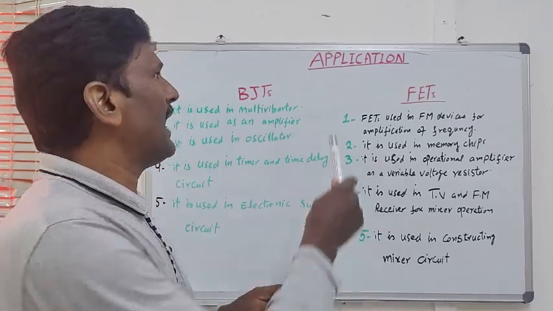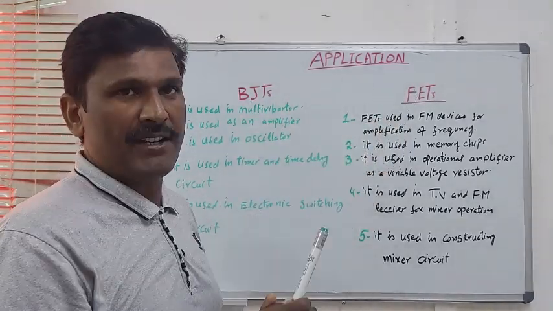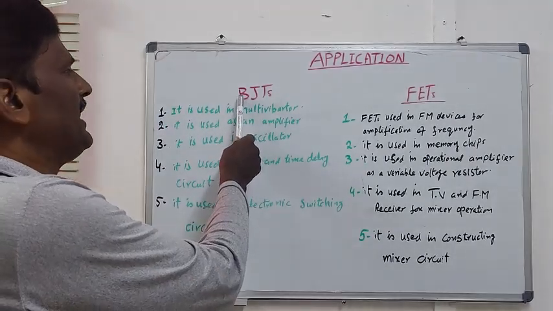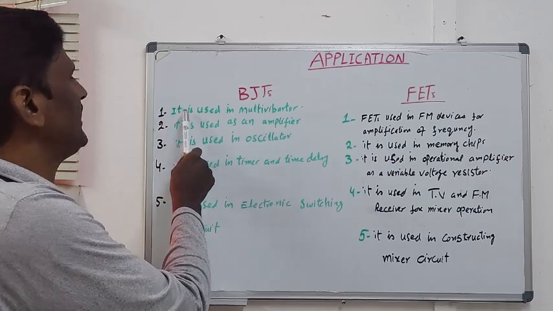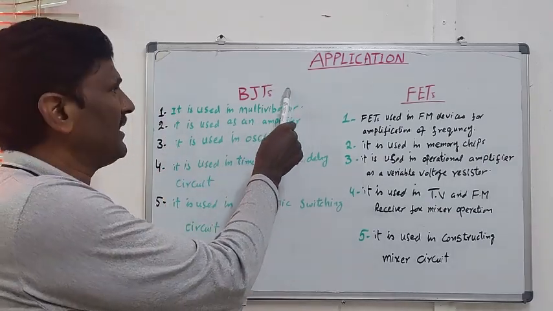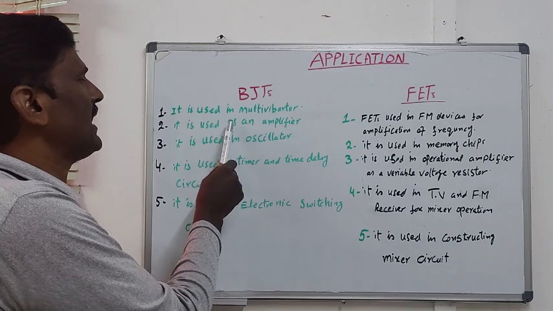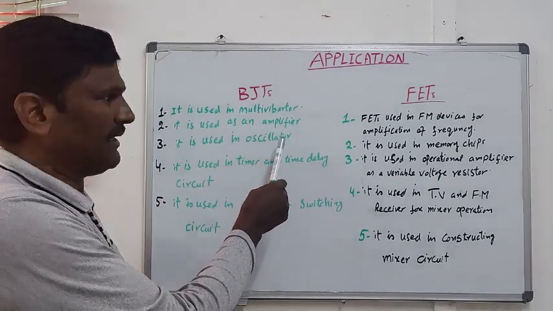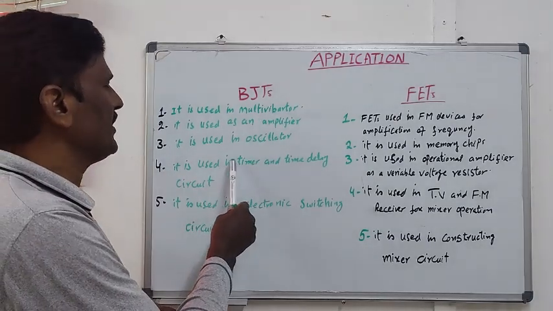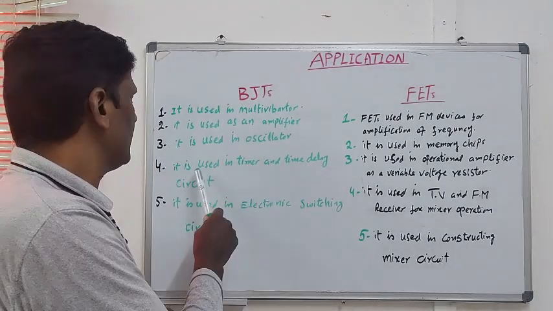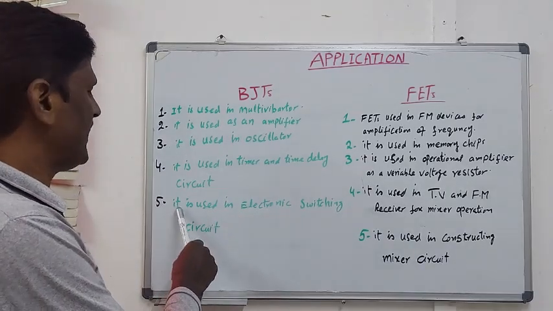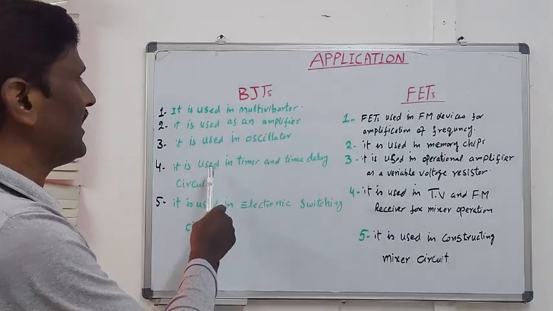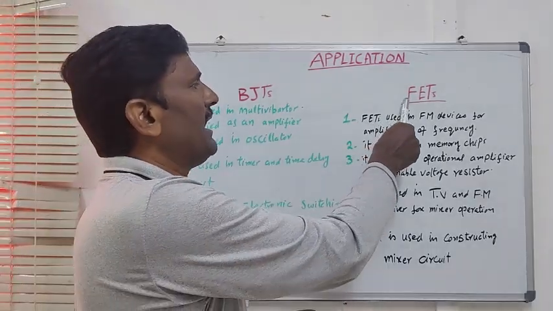Now I will talk about the applications of the BJTs and FETs. Where are they used? First I talk about the BJTs. First of all, it is used in the multivibrator. Second, it is used as an amplifier. Third, it is used in oscillators. Fourth, it is used in timers and time delay circuits. Number 5, it is used in electronic switching circuits. So this was the use of the BJTs.